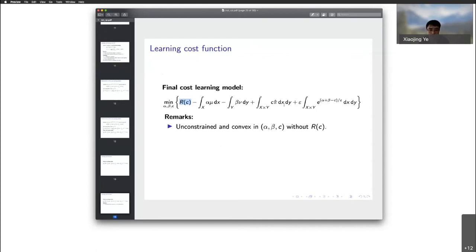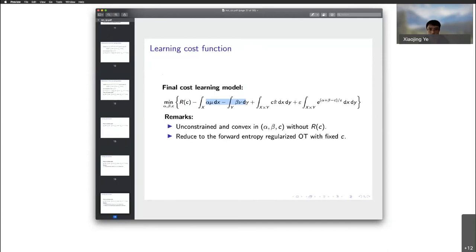Okay? An interesting feature is that if right now we don't want to recover the cost, suppose we know the cost, then this middle term is gone because the cost is given and this pi hat is given, so we don't need it at all. And this term and these two terms together will be just the dual problem for the forward OT.